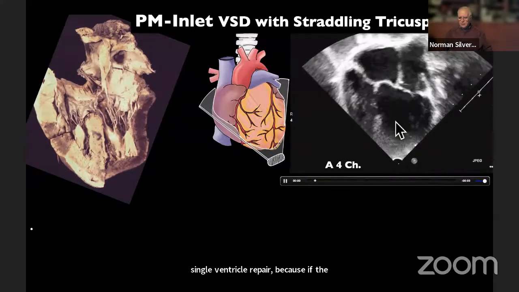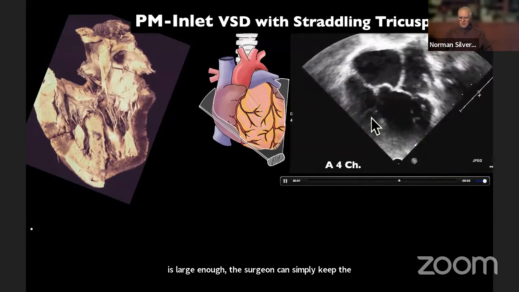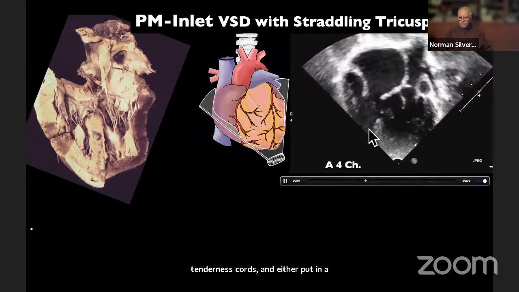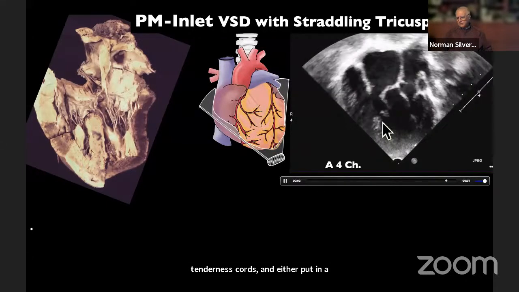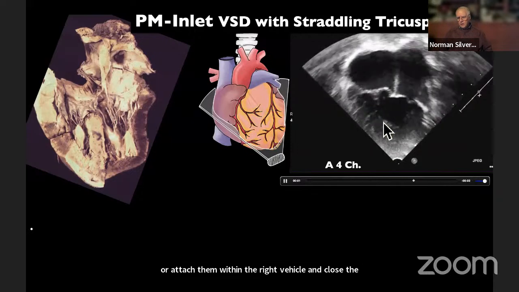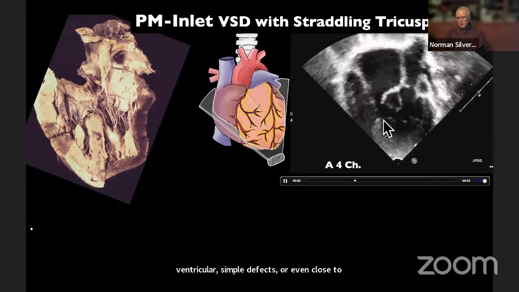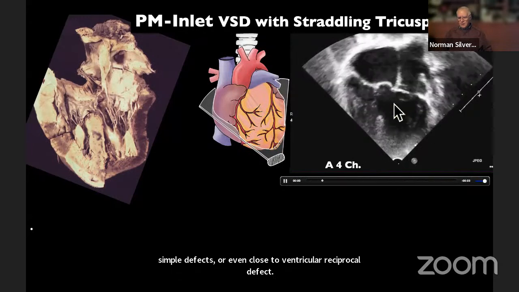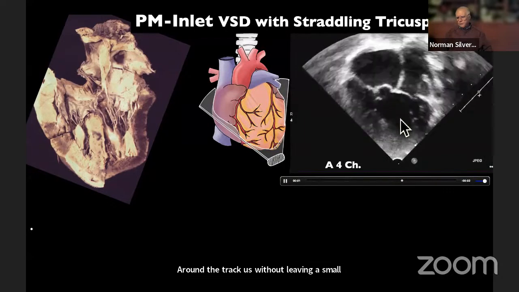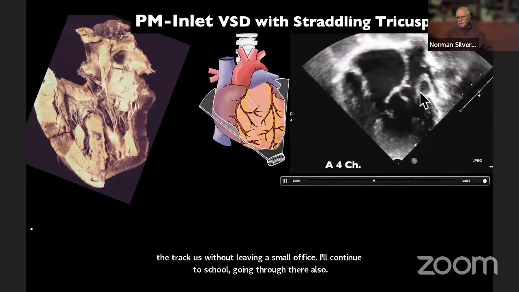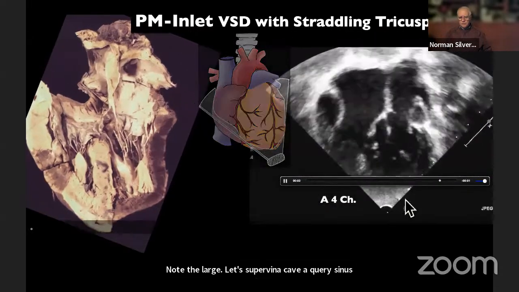Now, that doesn't mean that this patient should have a single ventricle repair, because if the right ventricle is large enough, the surgeon can simply detach the tendinous cords and either put an aortic cord or attach them within the right ventricle and close the ventricular septal defect, or even close the ventricular septal defect around the tricuspid valve, leaving a small orifice of tendinous cord going through there. Also note the large left superior vena cava coronary sinus connection in this patient.